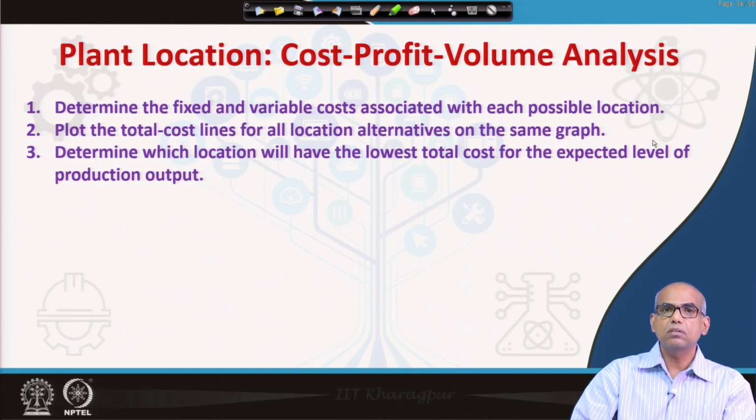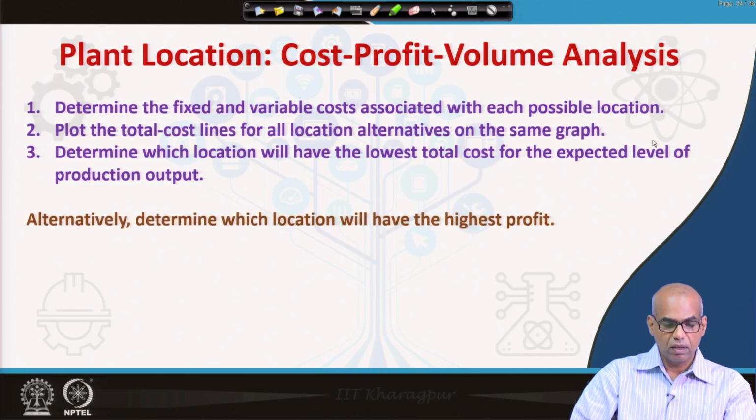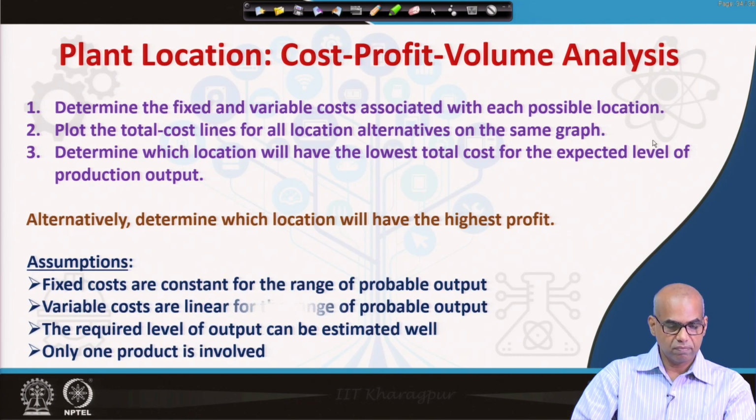So, first you decide what should be the production target, then determine the fixed cost and the variable cost. From the fixed cost and the variable cost you find out the total cost and then plot the total cost for all the locations. Alternatively, determine which location will have the highest profit. You will get the same result.